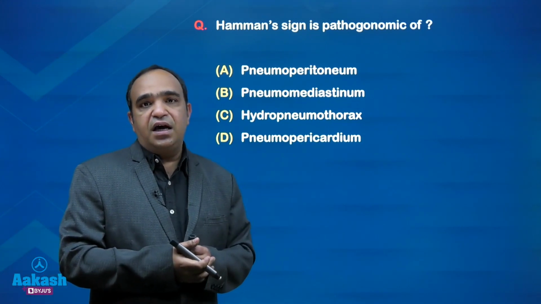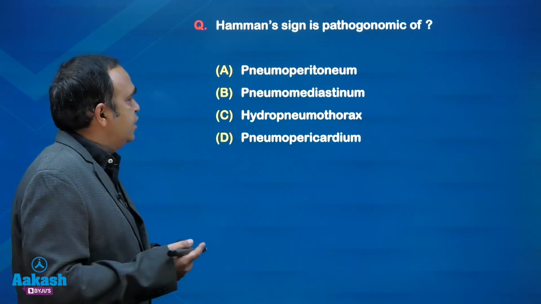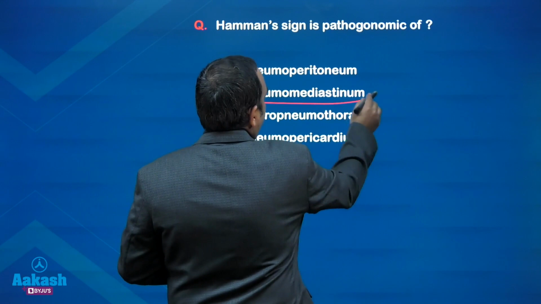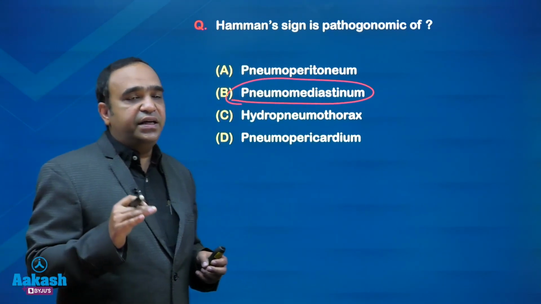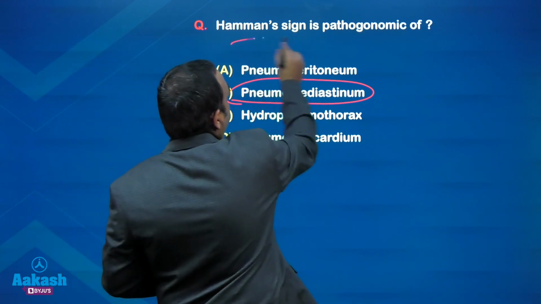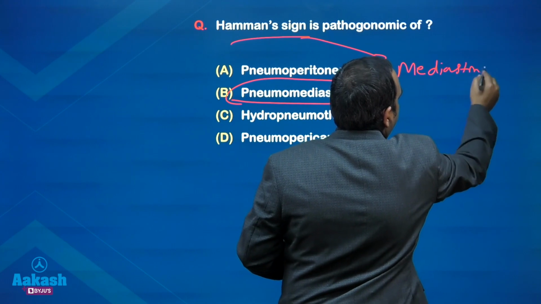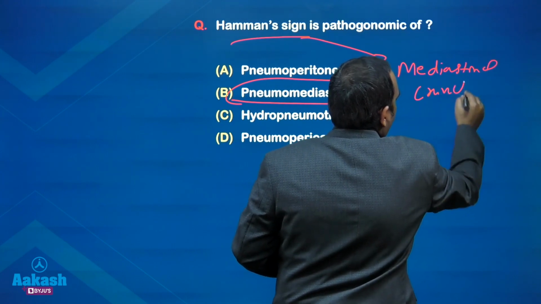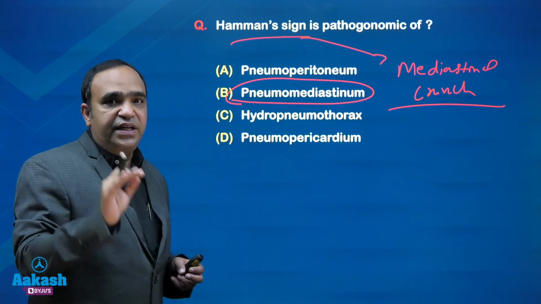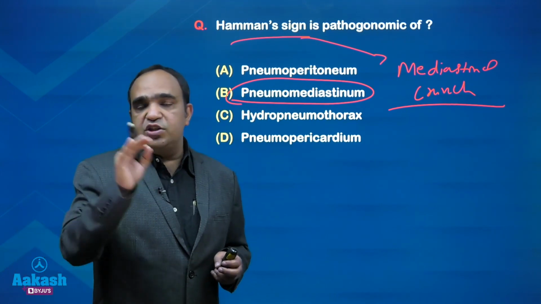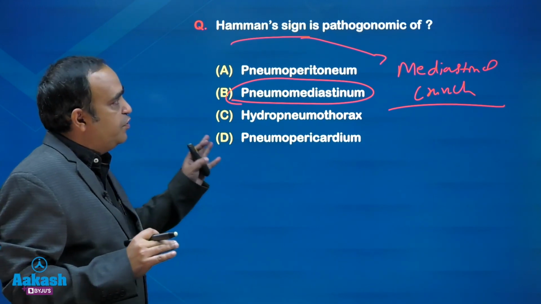So first is Hammond sign is pathognomic of, very easy, straightforward question. It's seen in pneumomediastinum. Pneumomediastinum means free air in the mediastinum. Hammond sign is basically a mediastinal crunch. It's an auscultatory finding. When you auscultate the chest, the pericardium area, the mediastinal area, because of air in the mediastinum, you will hear a crunchy sound. So that's pathognomic of pneumomediastinum.